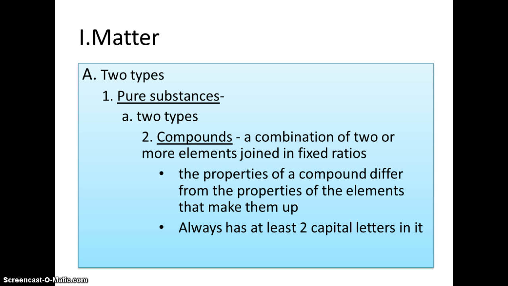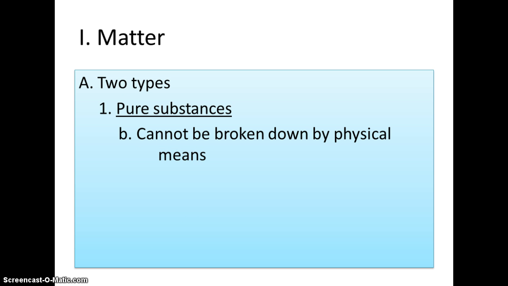A compound formula always has at least two capital letters in it. Some examples are water, which is H2O, so you have two capital letters, the H and the O, and then table salt, which is NaCl. You've got two capital letters, N and C. Another thing about pure substances is they cannot be broken down by physical means. We'll talk more about those physical means in the next set of notes.